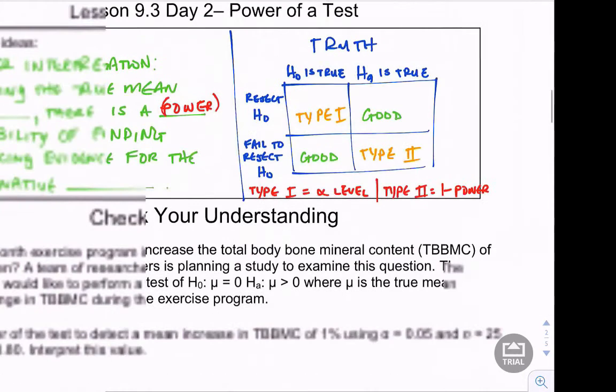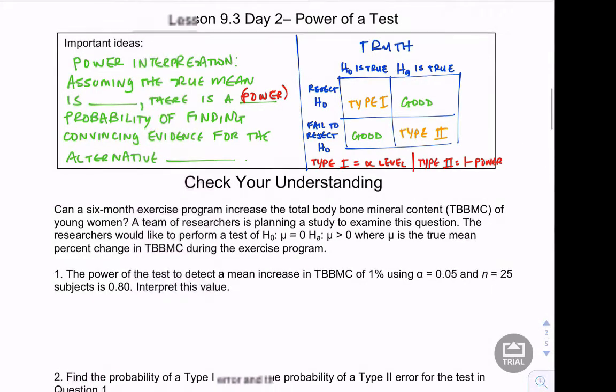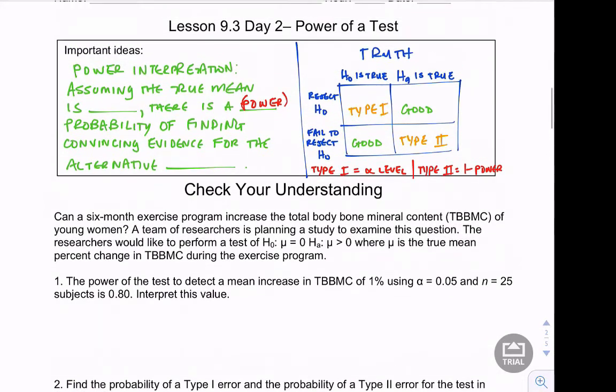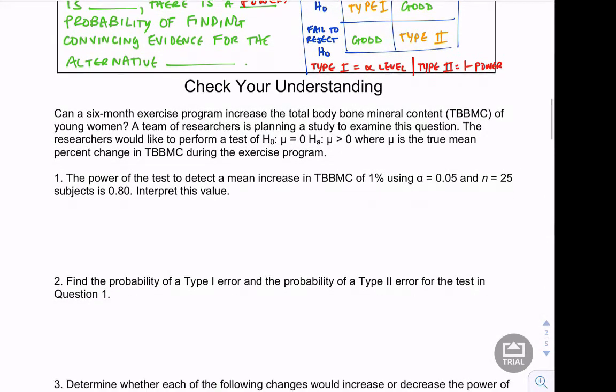So let's check our understanding. This is going to be a basic problem that involves power. We're going to make some interpretations on it. So here's the whole set of notes up there. Can a 6-month exercise program increase the total body bone mineral content of young women? A team of researchers is planning a study to examine this question. The researchers would like to perform the test of H sub 0 where the mean is 0. So that would mean the average was 0.